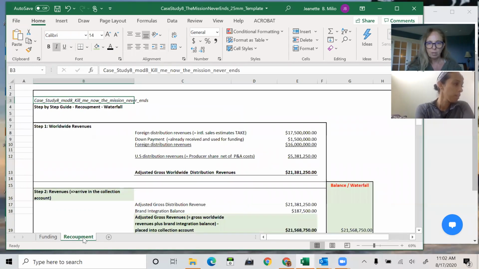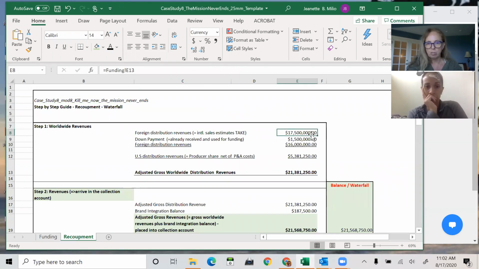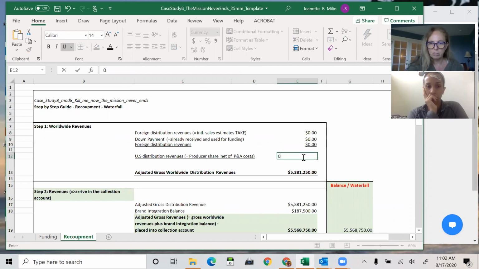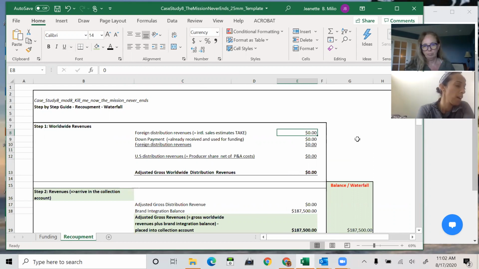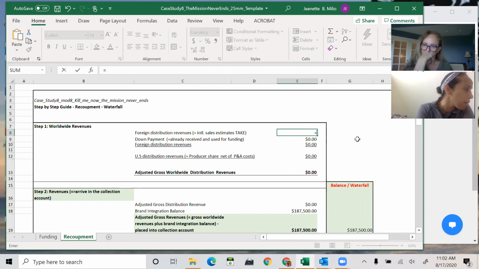Here you see our 17 million. Actually, I'm going to zero all of this out because I want to start from scratch. Now we're going to start from scratch. Tell me how much money was estimated for us to receive out of international. I believe that was 17.5 million.